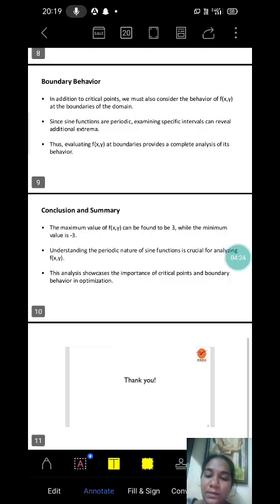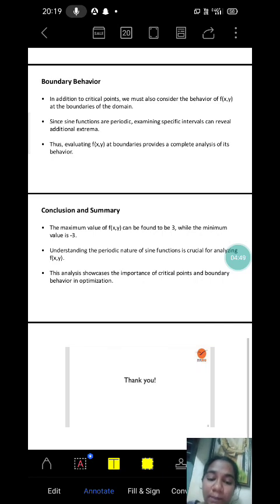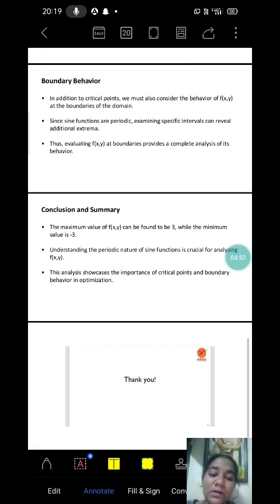Conclusion and summary. The maximum value of f of x comma y can be found to be +3, which is positive, while the minimum value is -3, which is negative. Understanding the periodic nature of sine functions is crucial for analyzing f of x comma y.